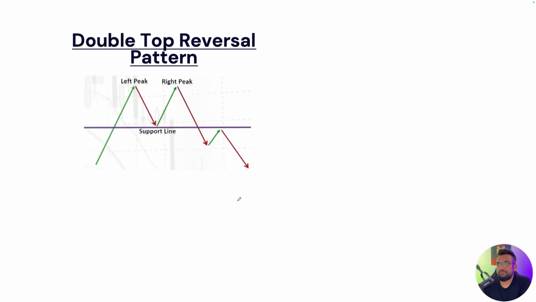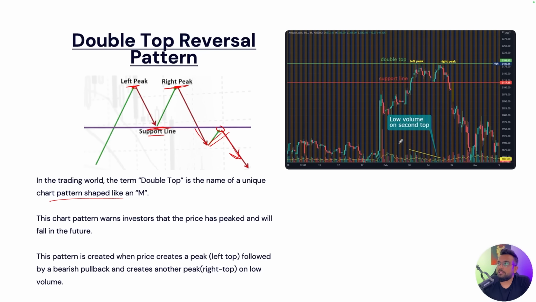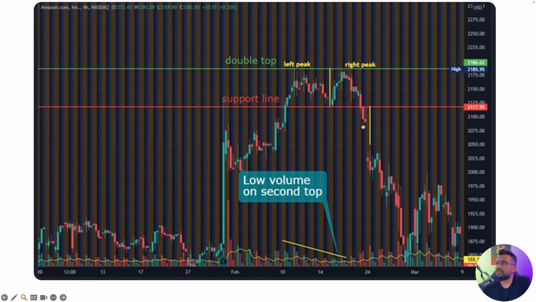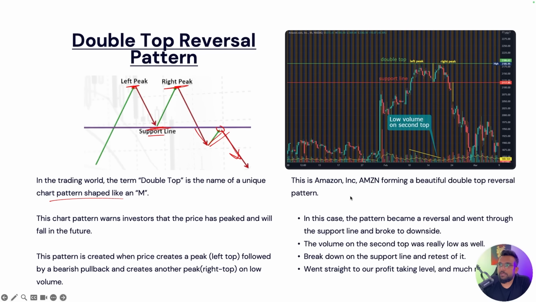Now, double top. Reversal pattern, double top. So the left peak is shoulder one, the right peak is shoulder two, sitting on the neck, and this is a support line or neckline. The moment the neckline breaks, it comes back, retests, and makes another flag toward the downside. You trade the flag, boom. In trading, double top is the name of a unique chart pattern shaped like an M, okay, like this. If I zoom in right here, you'll see the flag forming again. It went to retest this, kind of made a little flag. Boom. Left peak, right peak, volume will pick up the moment it breaks out, and it'll make a nice move down. That's pretty much what it is.